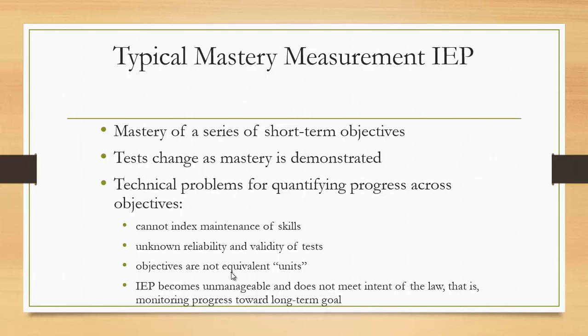When we use mastery measurement, the IEP really does become unmanageable because we're looking at how to progress a student an entire grade level or through an entire content area without being able to progress monitor along the way to determine whether or not that rate is even appropriate for that student. And under IDEA, it says that we are required to progress monitor towards that long-term goal. And really the only effective way to do that is by using CBM probes.